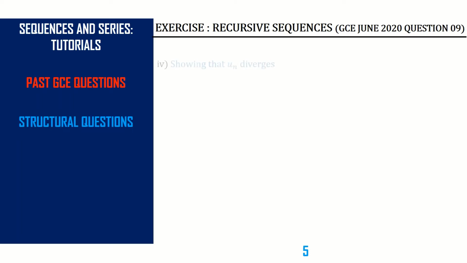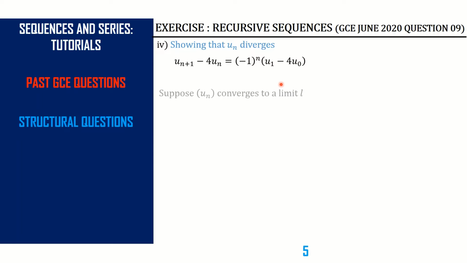Alright, so we continue. Roman 4 is saying we should show that u of n is divergent, that is, we are showing that u of n diverges. Okay, so we have our relationship that we proved earlier. We proved that u of n plus 1 minus 4u of n is equal to -1 raised to the power n times (u1 minus 4u0). So we are going to prove by contradiction. It means that we are going to suppose that the sequence converges, and then we prove that it is impossible for that supposition to be true.